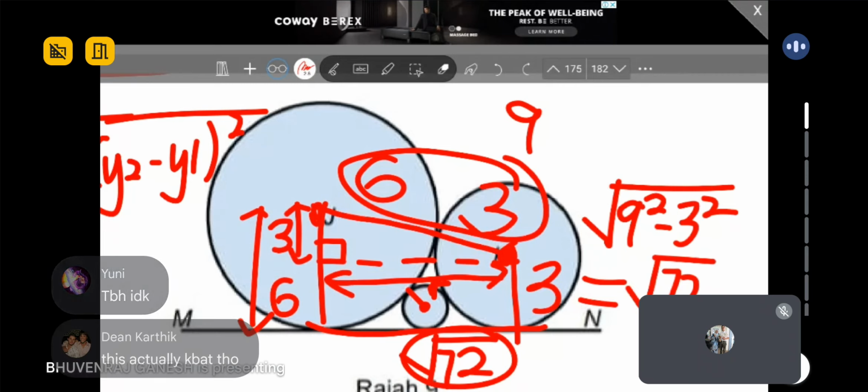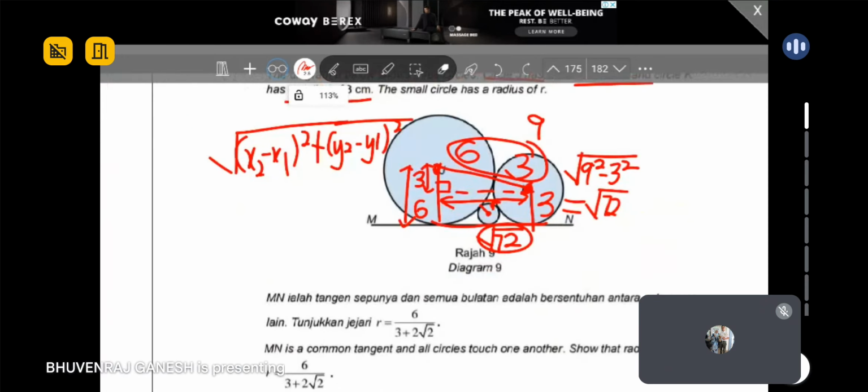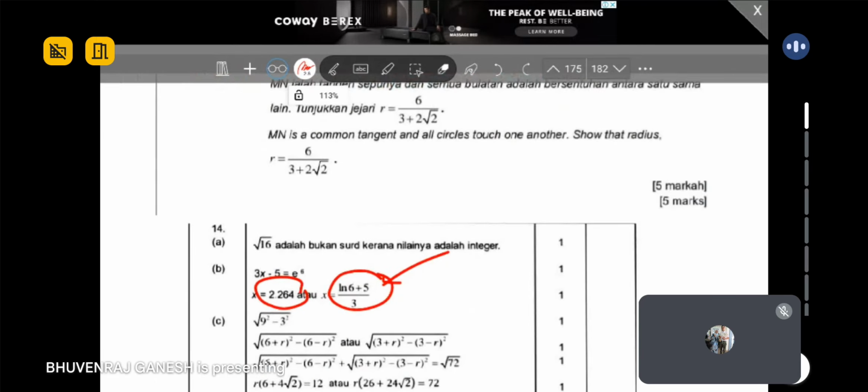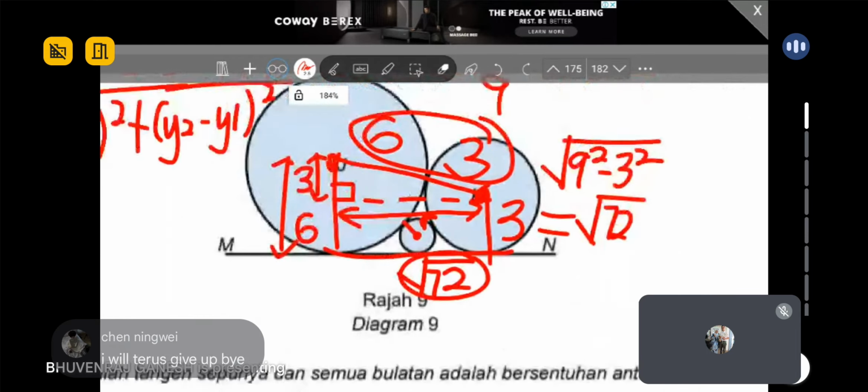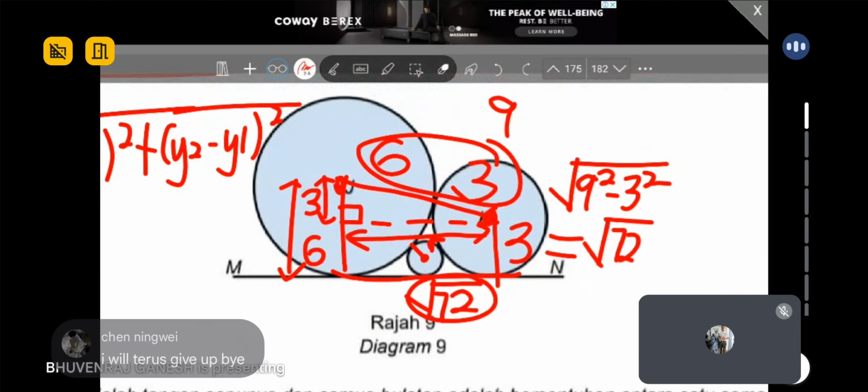To be honest, I don't know. Okay, I show you. You get the idea from the mark scheme. So now you already have the radius. Am I right? Okay, it's 3.